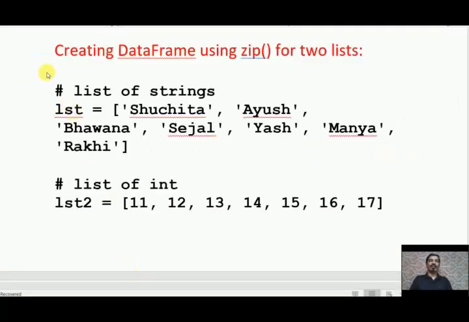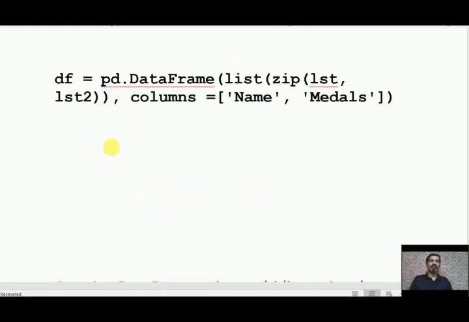Another way of creating a data frame is by using the zip function. Suppose you have two lists, say here it is list 1 and list 2. Here the names of the students are stored and the number of medals which they have received. Now I can use the syntax here, pd.DataFrame. I'm having two lists, so I'm writing list zip to combine two lists, lst1 and lst2, and then the headings I want first as name and second as number of medals received by the students. Let's see in Python IDE.